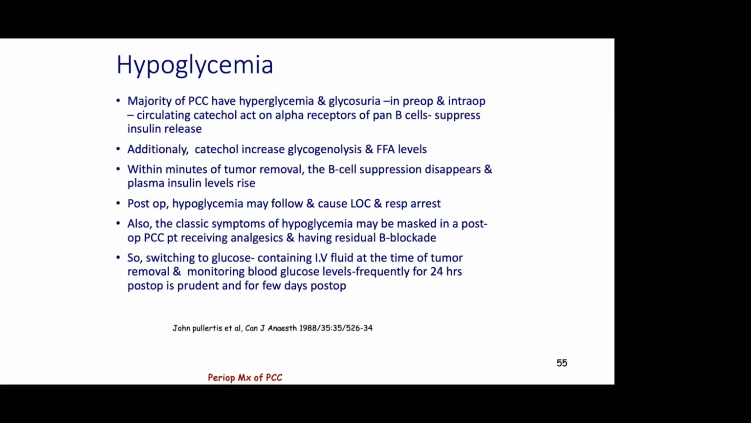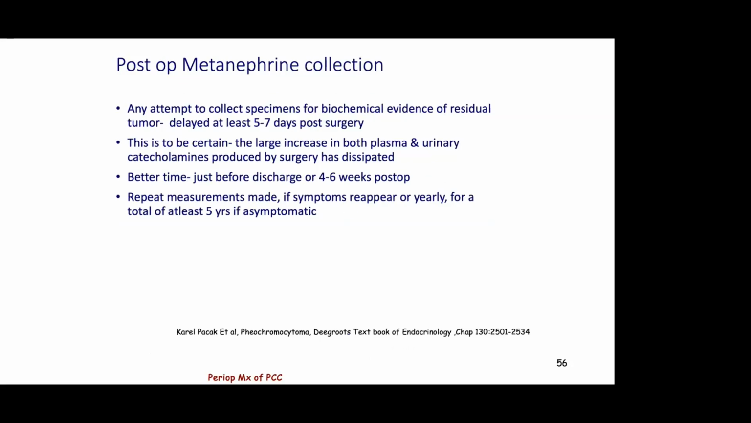Hypoglycemia: because of the persistent stimulation from the pheochromocytoma, there would have been hyperglycemia. As soon as the tumor is taken out, there's the possibility of reflex hypoglycemia because of the alpha receptors, and the patient has to be monitored for hypoglycemia.